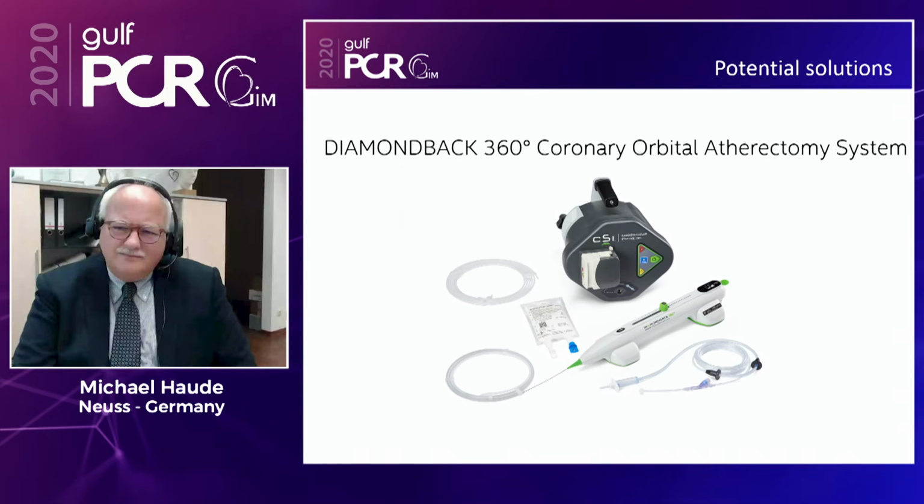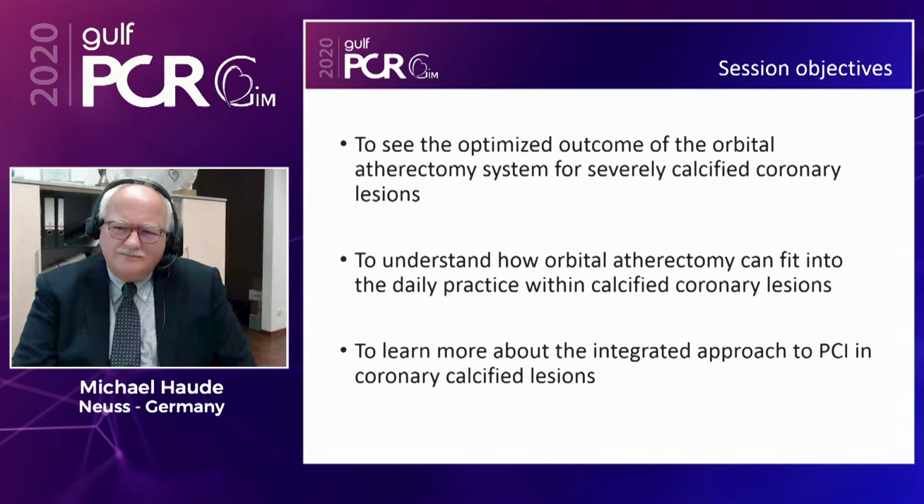With this session, we would like to focus on the Diamondback 360 coronary orbital atherectomy system to address heavily calcified lesions. The session objectives are first to see the optimized outcome of the orbital atherectomy system for severely calcified coronary lesions. Second, to understand how orbital atherectomy can fit into the daily practice within calcified coronary lesions, and then to learn more about the integrated approach to PCI in coronary calcified lesions.